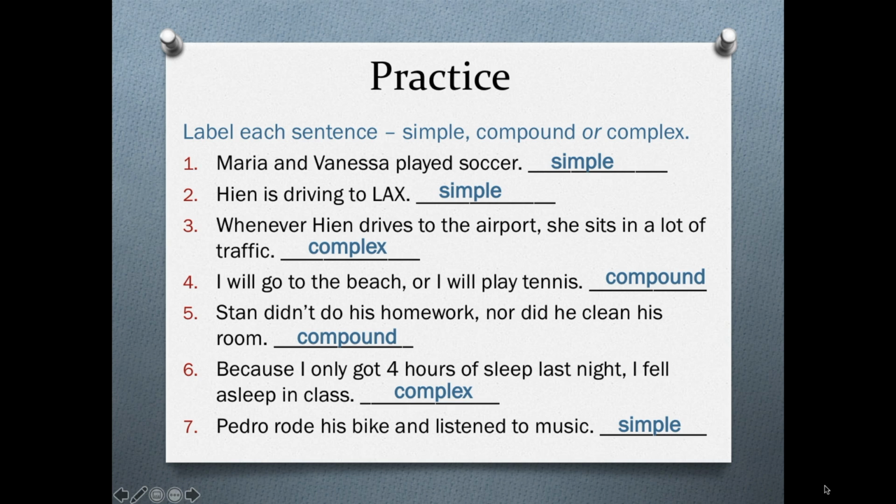But if you said "Pedro rode his bike, and he listened to music," then it would have been a compound sentence, because then we would have had "he listened to music" as one independent clause and "Pedro rode his bike" as another independent clause. But since we didn't repeat the subject, then you just have a simple sentence.